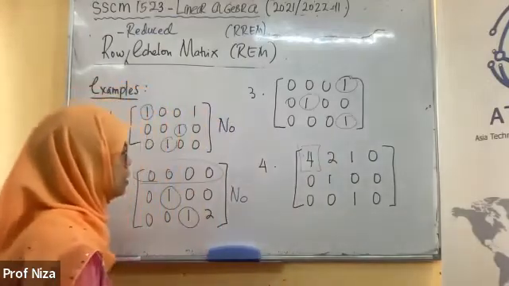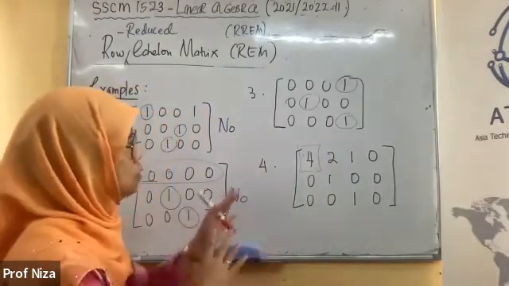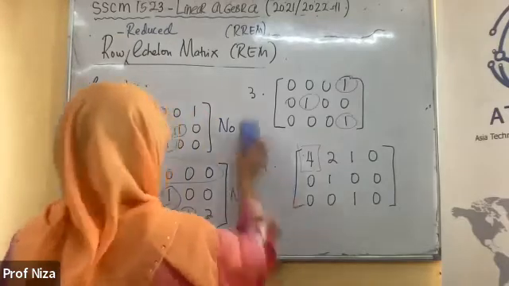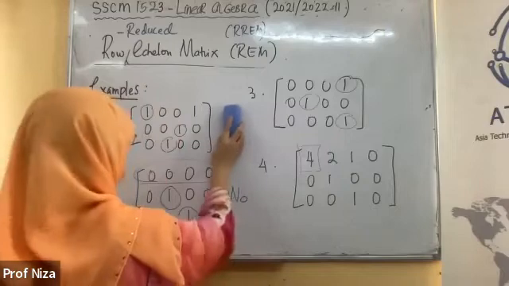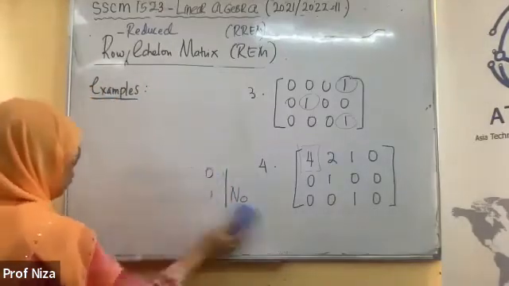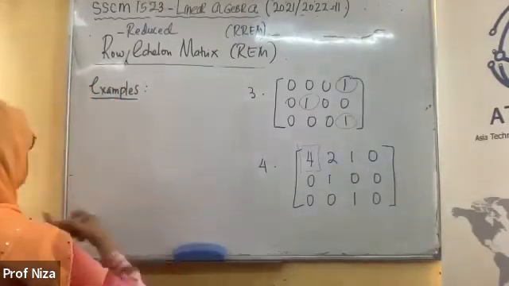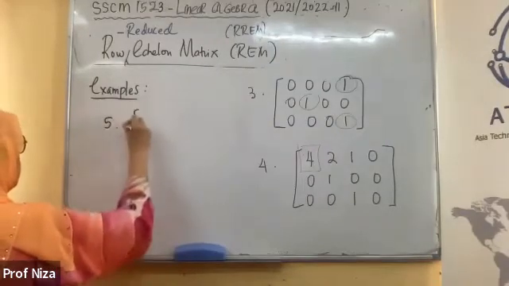Okay, now I have not given you. So this is no, this is no. How come it's all no? One more example before I move on. Number 5.